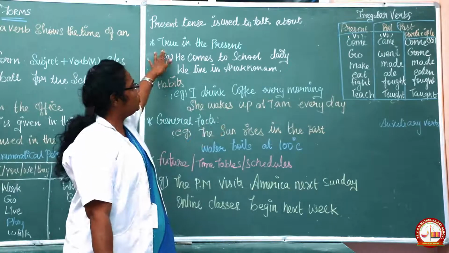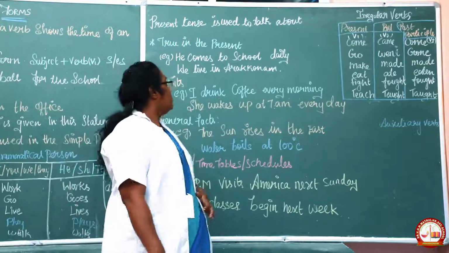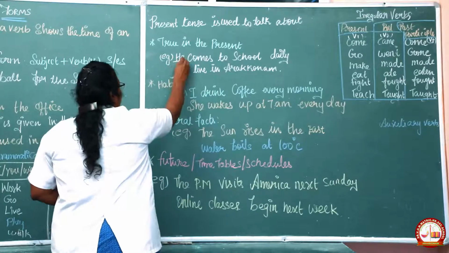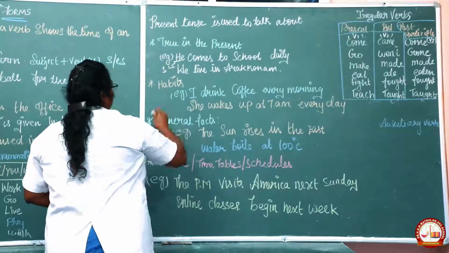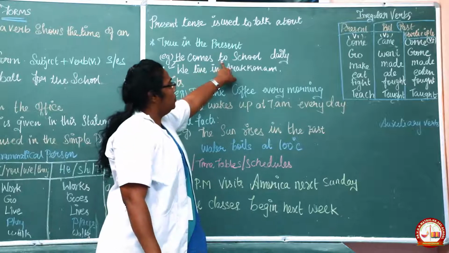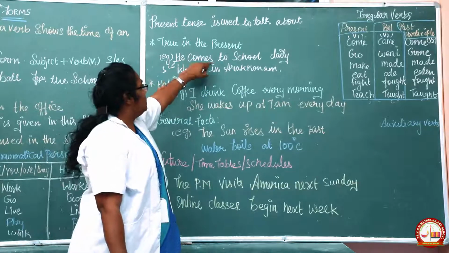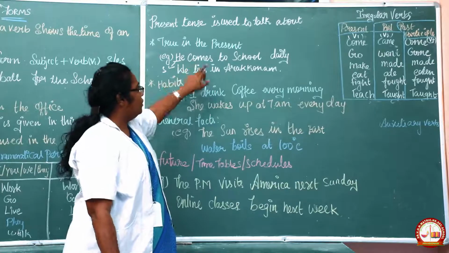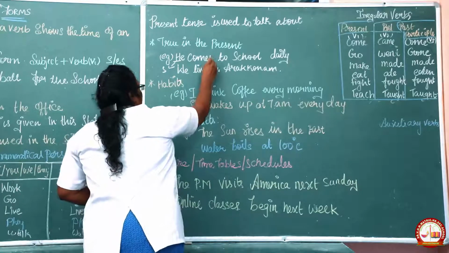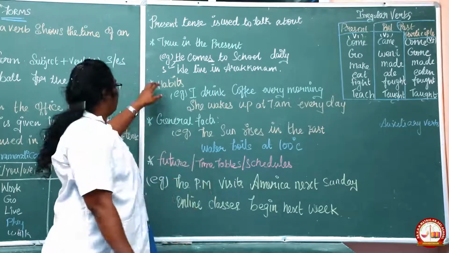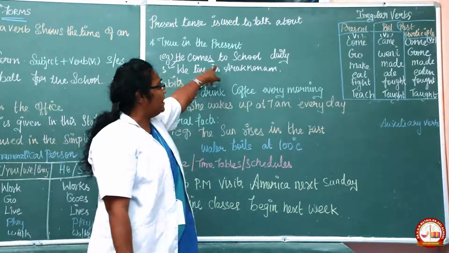The first one is true in the present. So if you see here, he is the subject. It is singular. He comes to school daily. If you see here, comes is a verb. But I have added S here. Why? Because it is third person singular. That's why I added S.